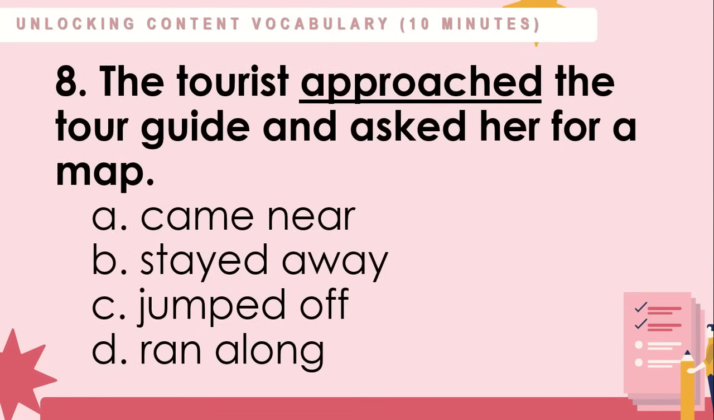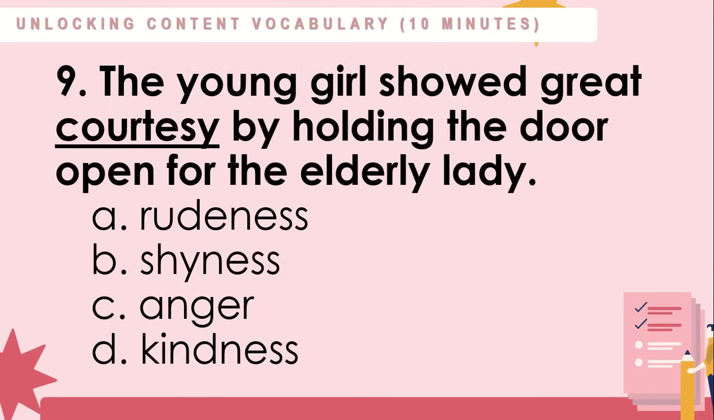Number 8. The tourist approached the tour guide and asked her for a map. A. Came near, B. Stayed away, C. Jumped off, D. Ran along. Number 9. The young girl showed great courtesy by holding the door open for the elderly lady. A. Rudeness, B. Shyness, C. Anger, D. Kindness.